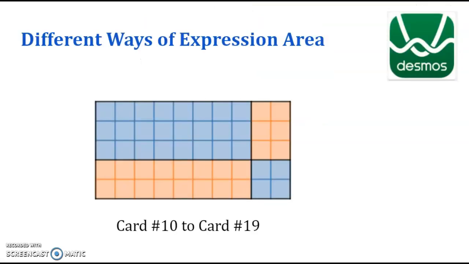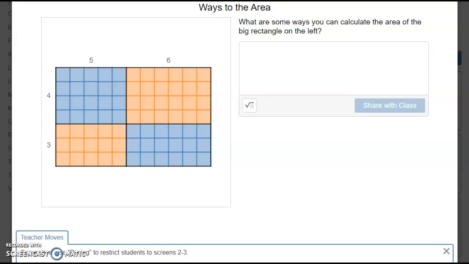Now you're going to be working on cards number 10 to 19. This is card number 10. It says ways to the area. What are some ways you can calculate the area of the big rectangle on the left? I'm trying to figure out the area of this big rectangle.